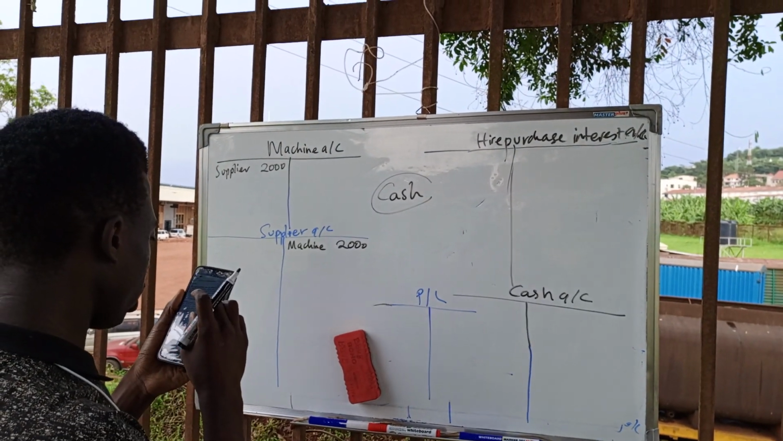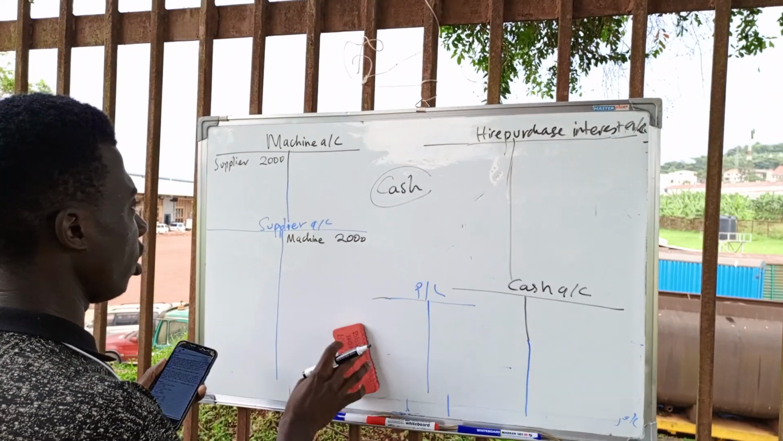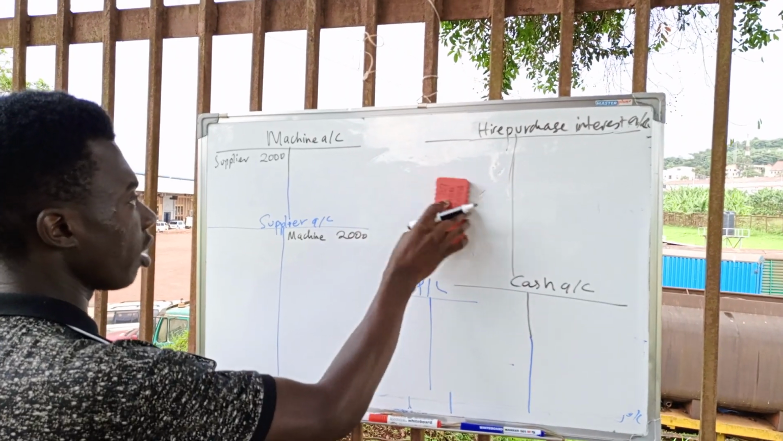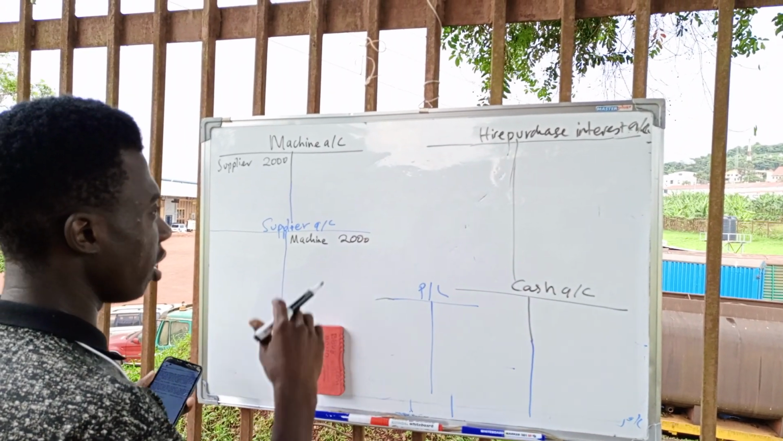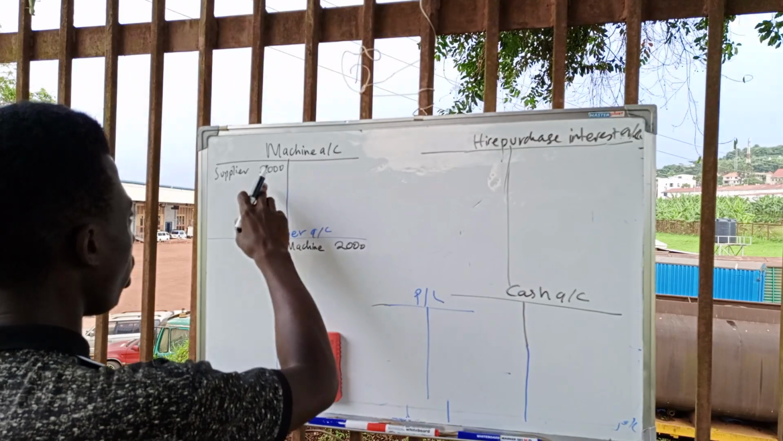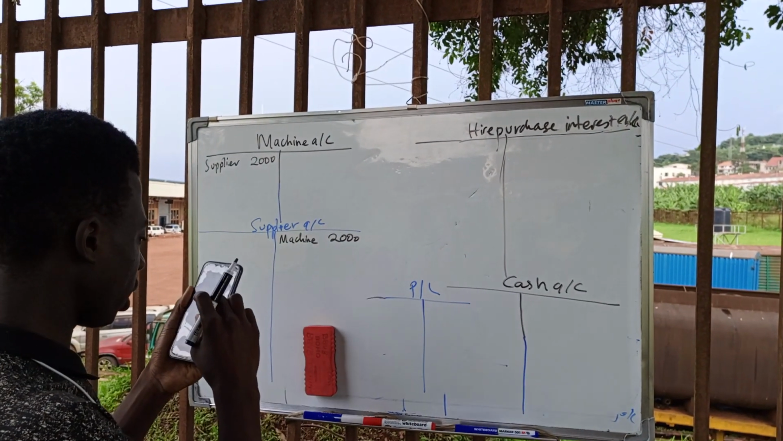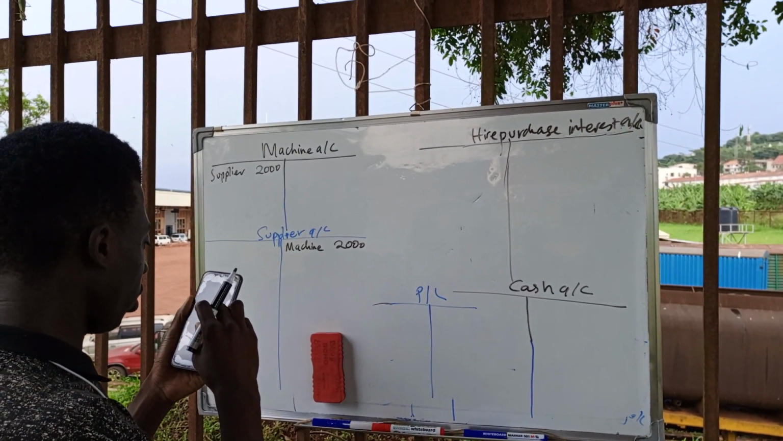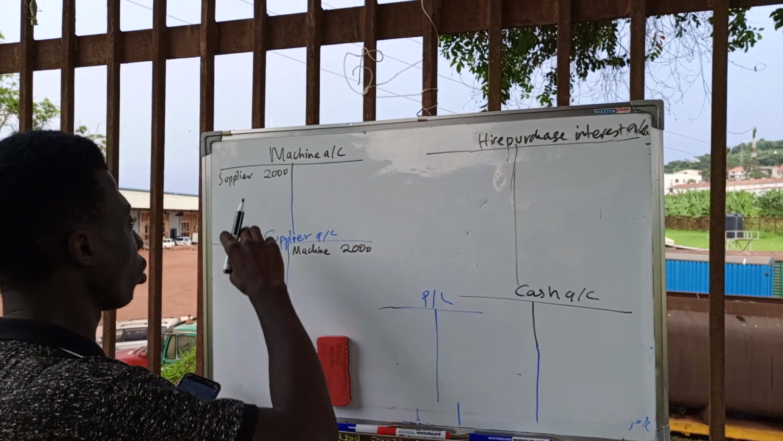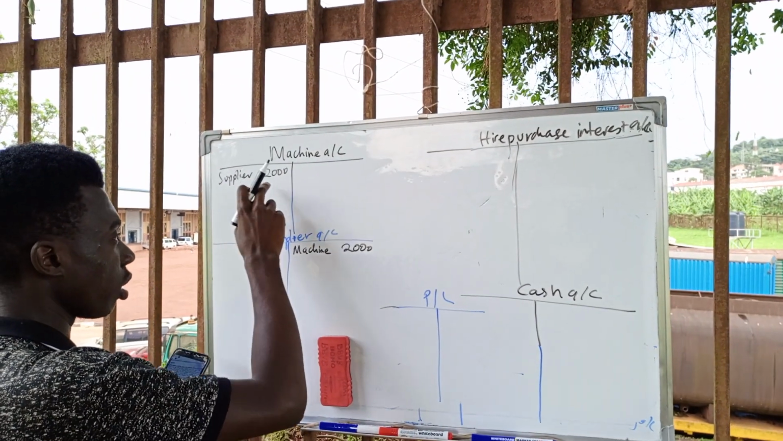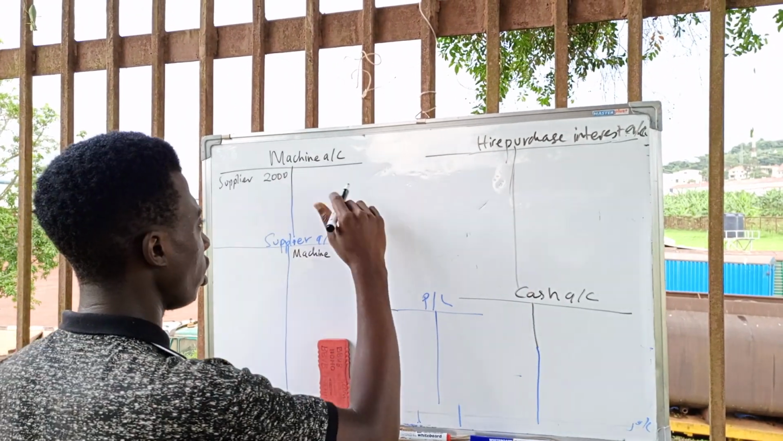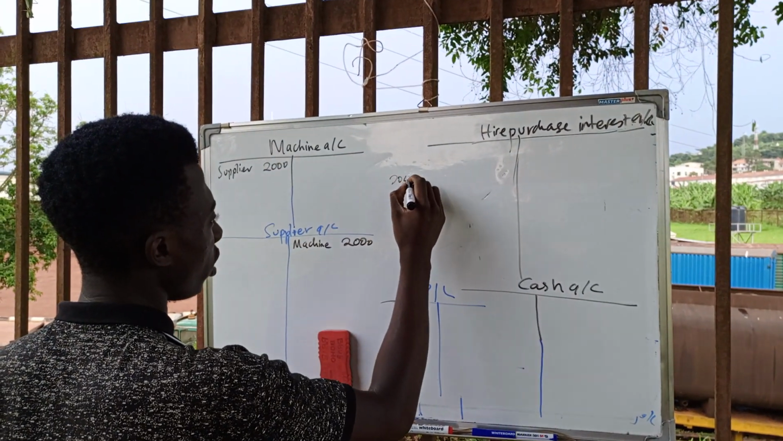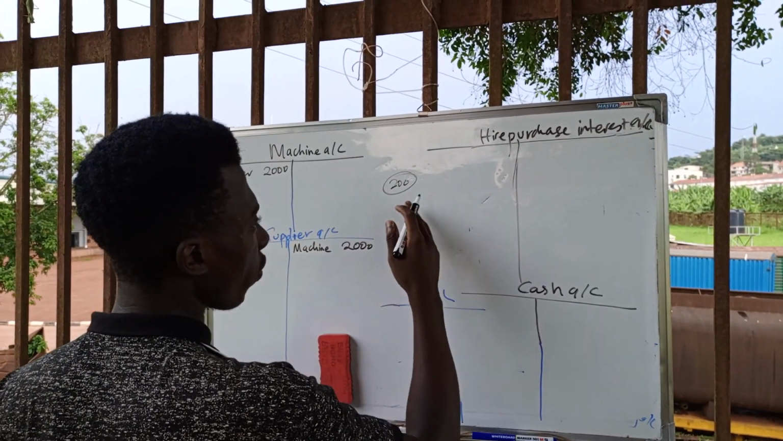Then they told us that, of course, initially, the hire purchase interest, you as the buyer, you calculate it on the cash price. That is for the first year only. You calculate on the cash price, and they told us the rate of interest was 10% per annum. So 10% of the cash price, which initially was 2,000. Of course, 10% of 2,000, you are going to get 200. 200 is the double entry for your purchase interest.